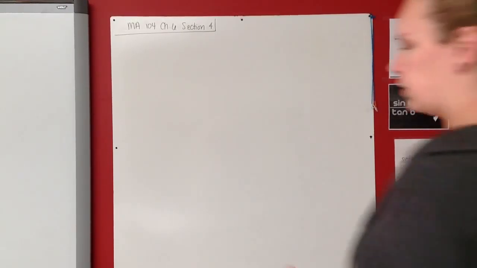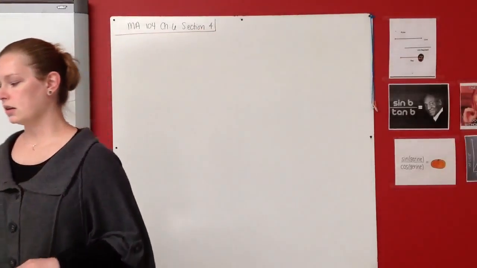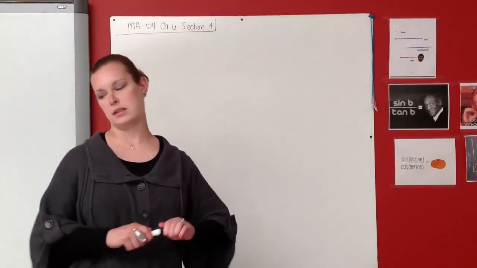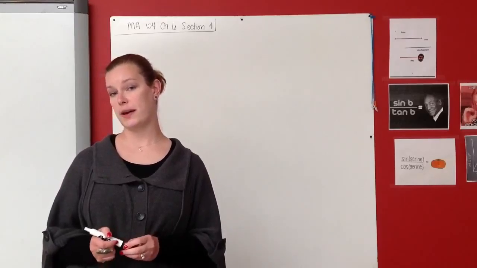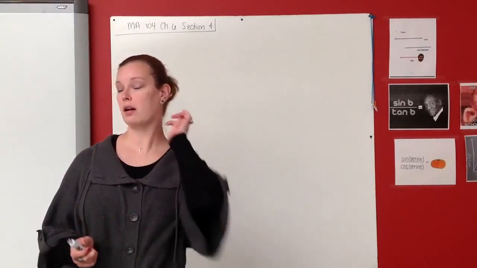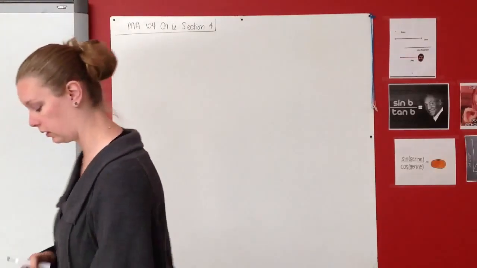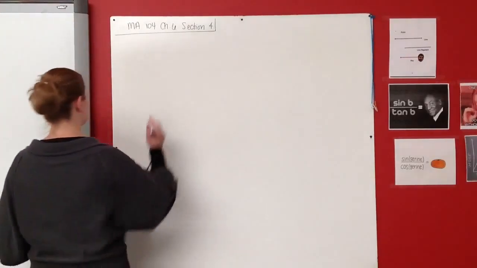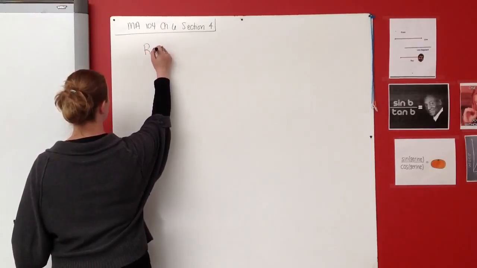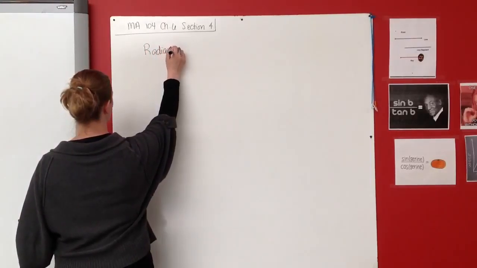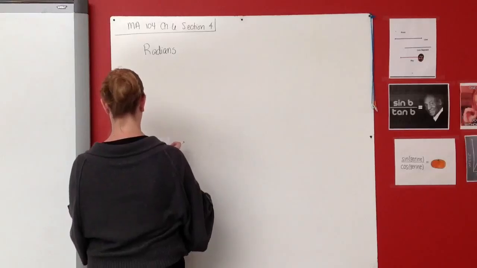All right, section 4 starts talking about radians, arc length, and angular speed. And this is the section where you really need to make sure you have that unit circle that's on the back cover of your textbook readily available for you. Okay? First of all, radians is another way to measure on a circle.